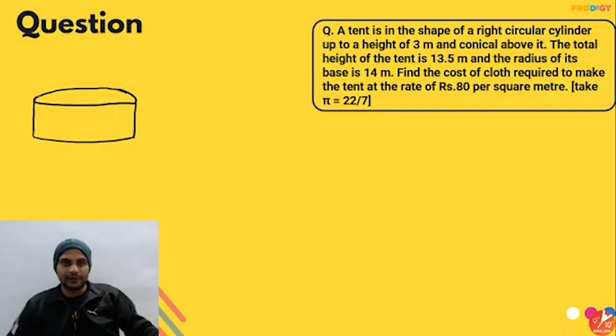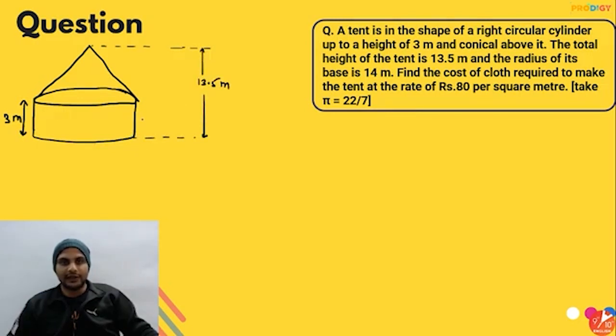All right, and conical above it. Rough diagram. It doesn't have to be precise. So a tent is in the shape of a right circular cylinder up to a height of 3 meters. So up to 3 meters height, it is cylinder and conical above it. The total height of the tent is 13.5 meters. So total height of the tent will be this. This is given as 13.5 meters.